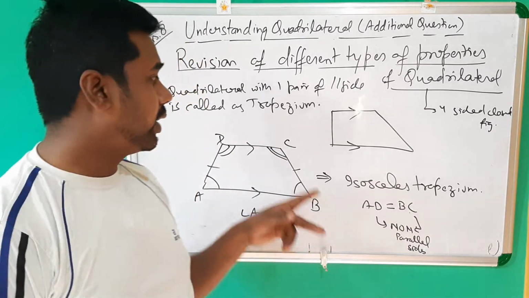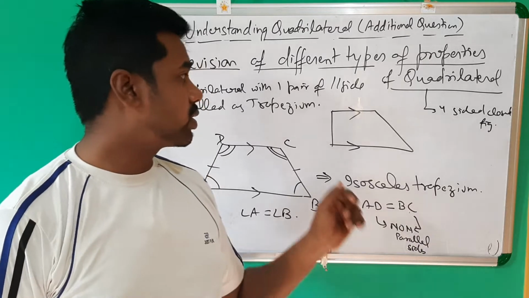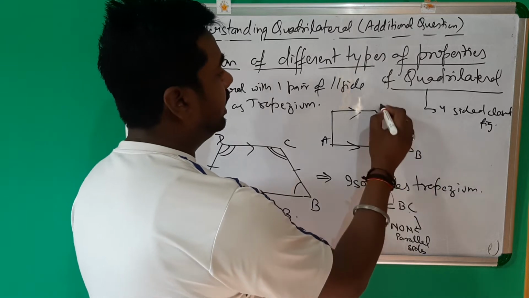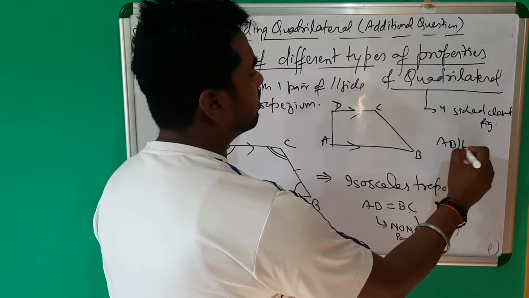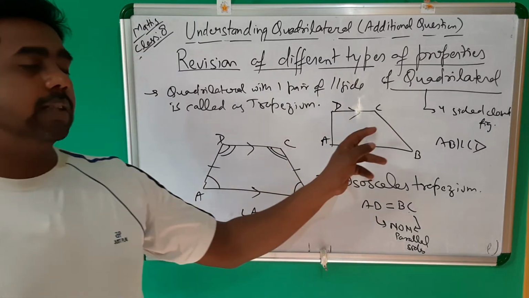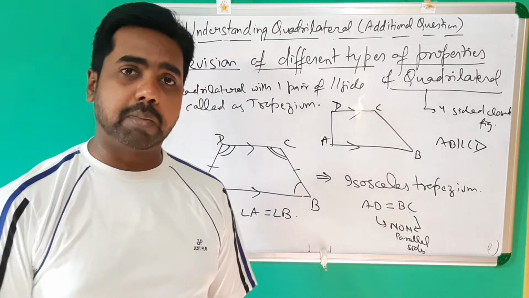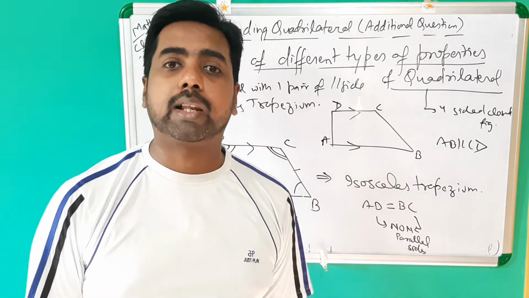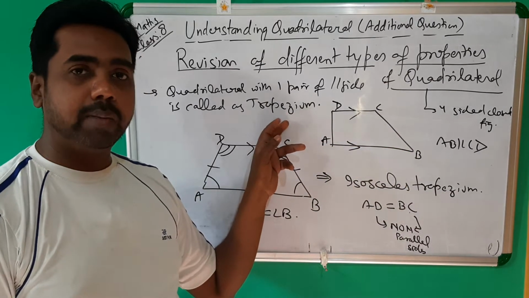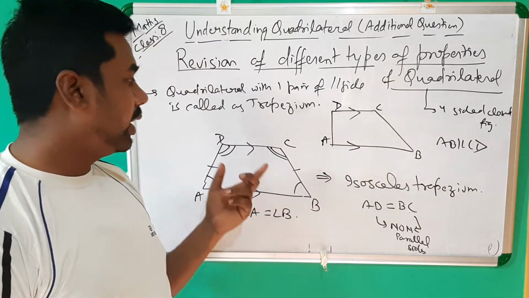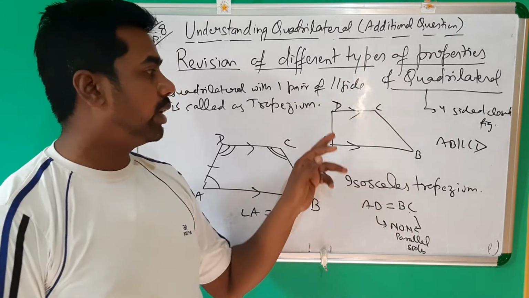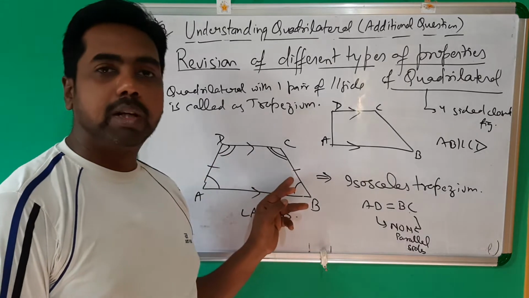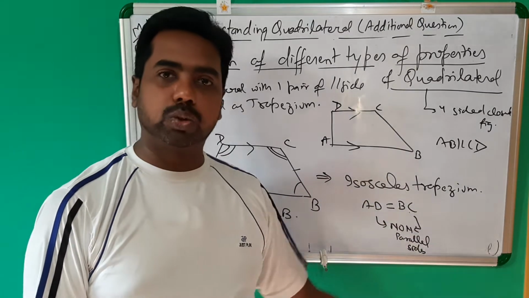So here two different types of trapeziums are there. First is when there is a single pair of parallel sides. Suppose I name it ABCD, where AB is parallel to CD. Always remember, a quadrilateral with only one pair of parallel sides is called a trapezium. And if in a trapezium where one pair of parallel sides is present, the non-parallel sides are not equal, but when the non-parallel sides also become equal, then it is called an isosceles trapezium.